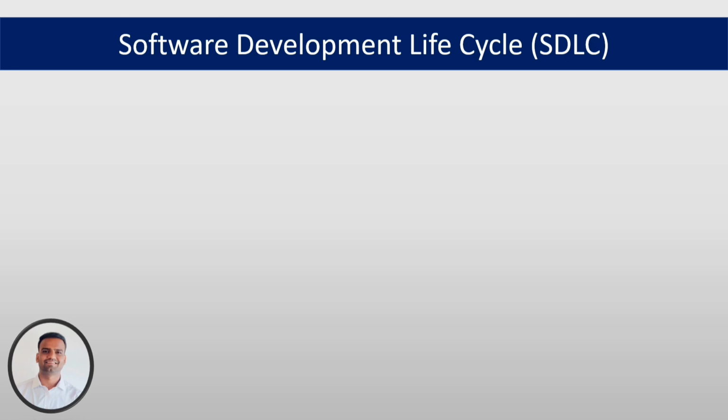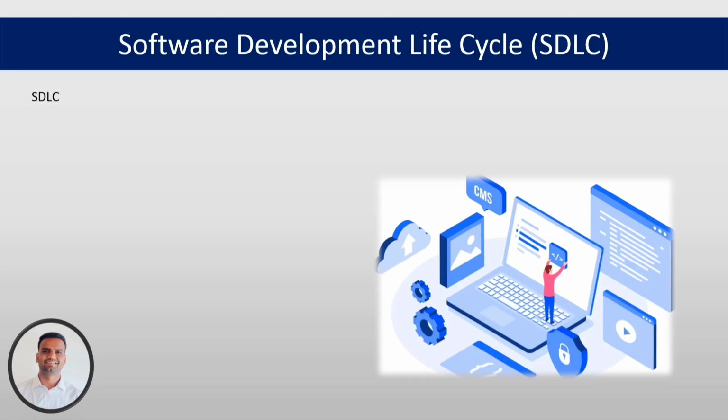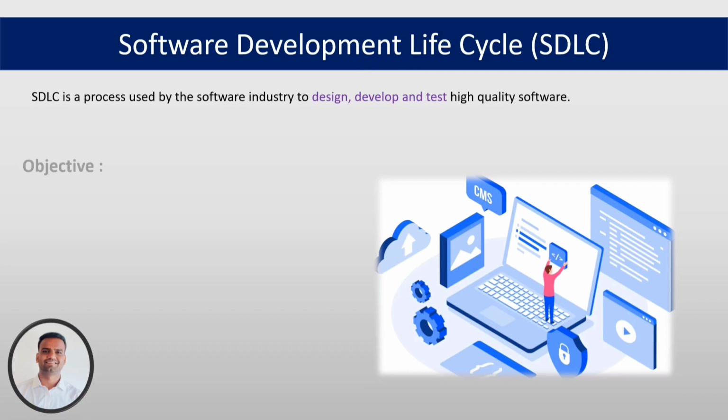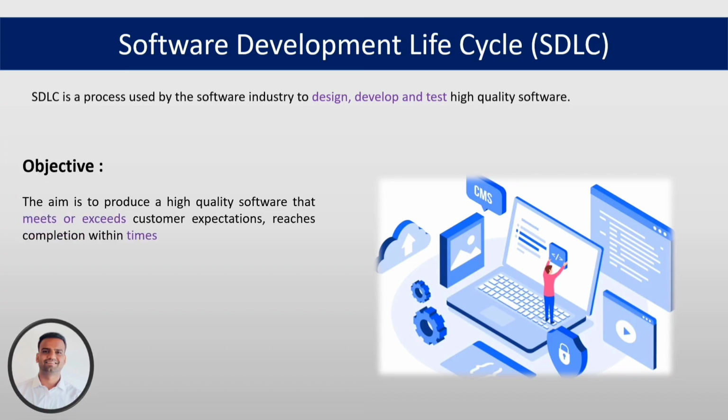So what is software development life cycle? Software development life cycle is a process used by software industries to design, develop and test high quality software. And the objective is to produce a high quality software that meets or exceeds customer expectations and reaches completion within times and cost estimates. So whatever timeline we have decided and whatever cost we have decided, it should be within that.